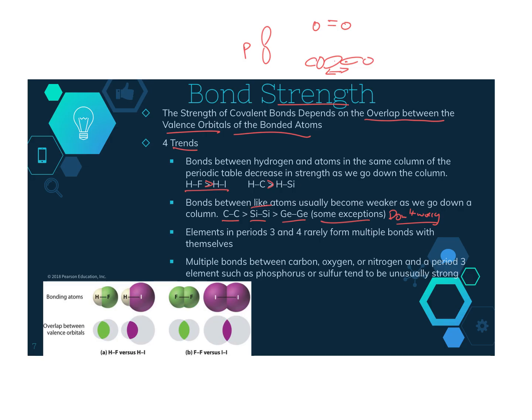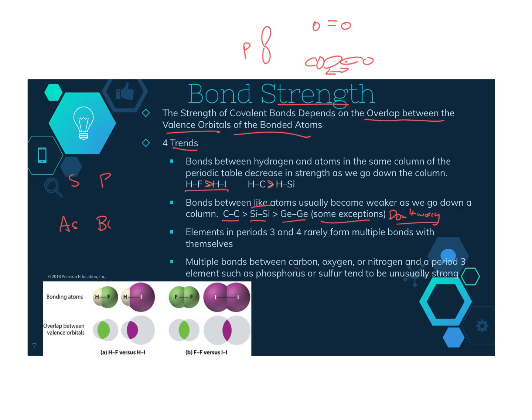The third trend is that elements in period 3 and 4 rarely form multiple bonds with themselves. So if we look down at period 3, these are things like arsenic, As, or bromine, for example, is also in period 4. Things in period 4 and period 3 generally don't make multiple bonds with themselves. Things like sulfur, phosphorus, all of those.